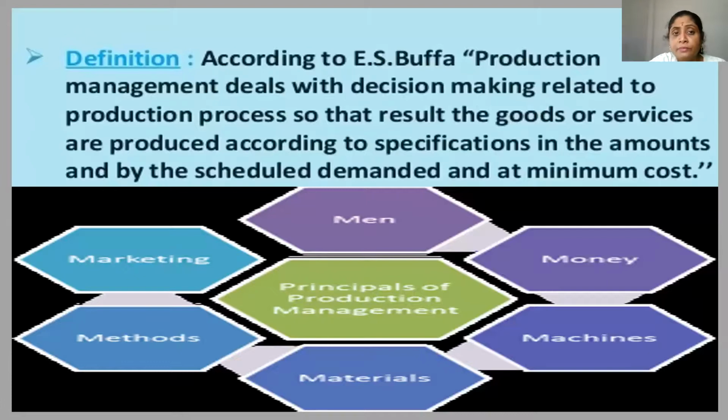In the same line, E.S. Buffa defined production management as dealing with decision making related to the production process, so that goods or services are produced according to specifications, in the amounts and by the scheduled demand, and at minimum cost. Some more authors defined production management as bringing together the 6 M's, that is man, money, machines, materials, methods, market.